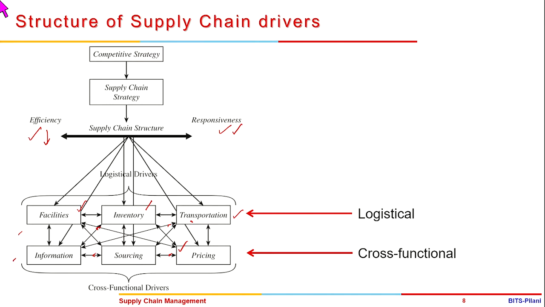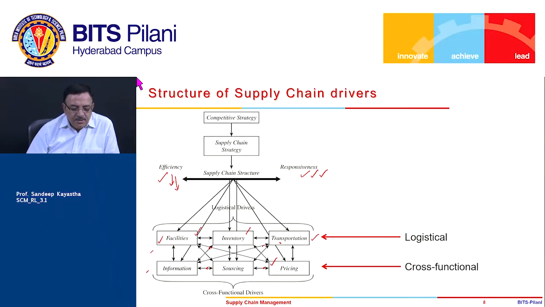Similarly, if you have a larger number of facilities, it is going to make the supply chain more responsive, because the distance between the facilities is going to be smaller, and therefore goods can be moved faster. But if you have more facilities, it is going to cost more, and therefore it is going to affect your efficiency. So these 6 supply chain drivers not only affect efficiency and responsiveness, but they also affect each other. That is what we are going to see in the subsequent slides.